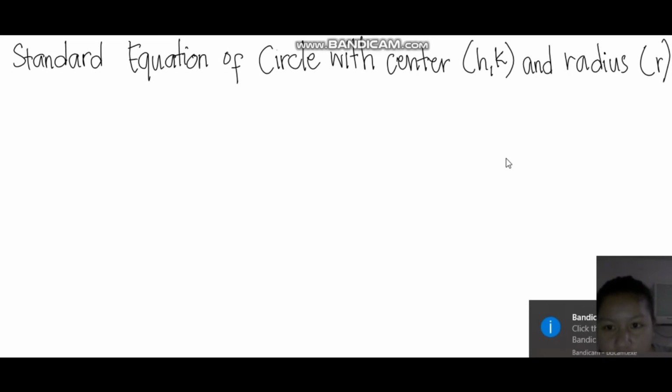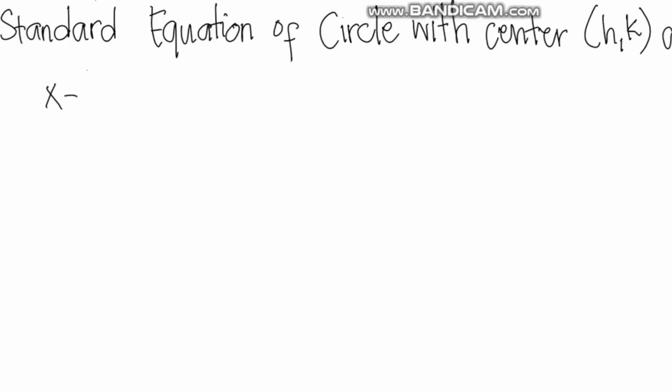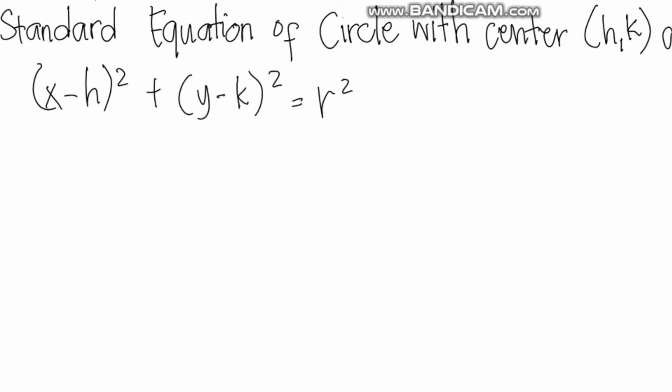So, diretso na tayo dun sa standard equation of circle with center HK and radius R. So, ang standard equation ni circle is x minus h squared plus y minus k squared is equal to r squared. Again, yung standard equation ni circle, nanggaling yan kay distance formula. Pag may time pa ako, gagawan ko ng video yung pinanggalingan ng standard equation ni circle. But ngayon, direct na tayo sa standard equation ni circle, which is the x minus h squared plus y minus k squared equals r squared.